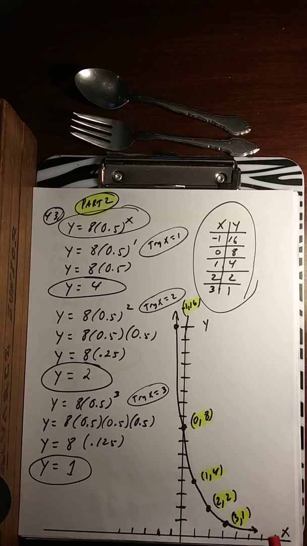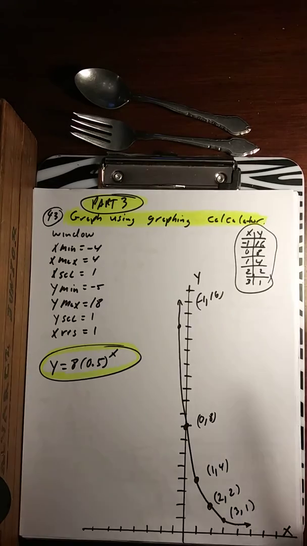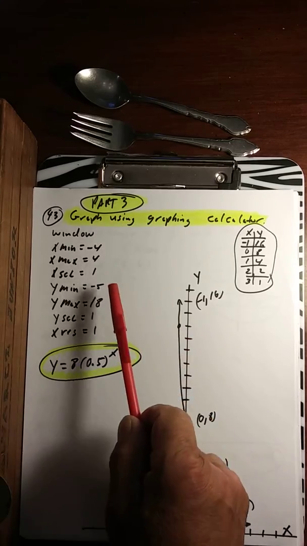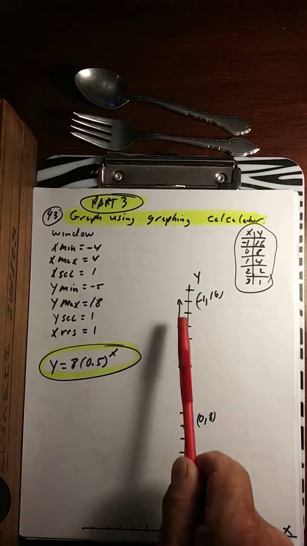Connect the dots. Or use a graphing calculator. So go to Window, put this in there, and you'll get the same graph.